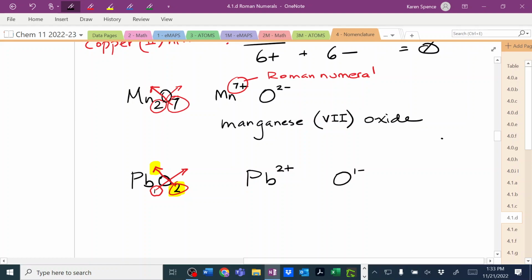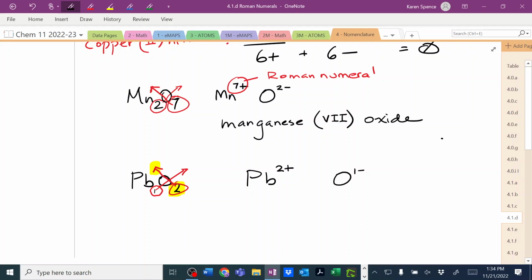what's wrong with this picture? Well, it would be equal to 0 because I have two oxygens, right? That would be equal to 0, but there's still something really wrong with this. Oxygen's charge is not -1, right? So if you were to write lead 2 oxide, you would get this wrong.